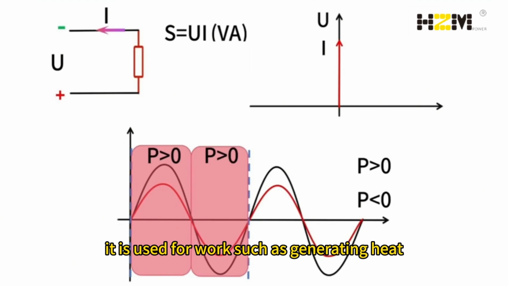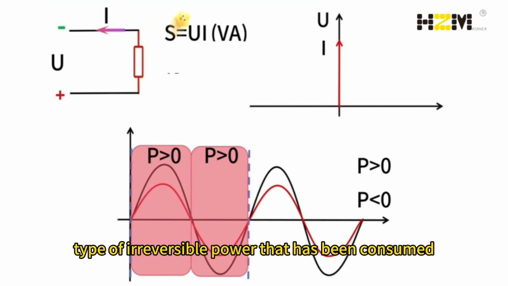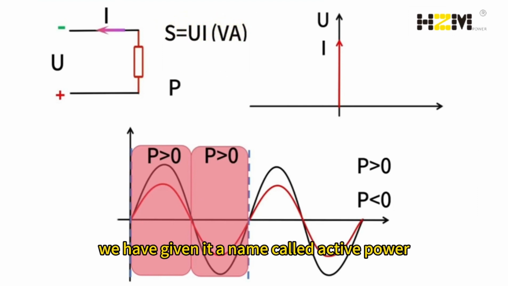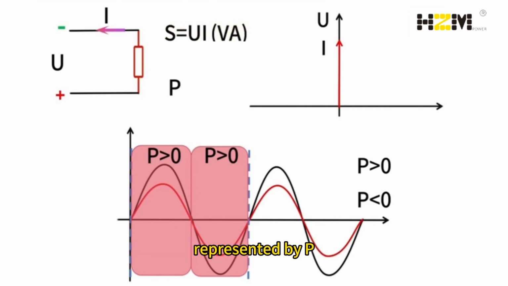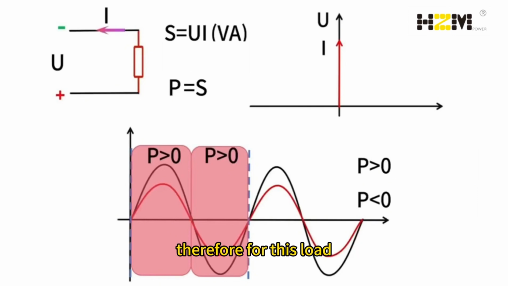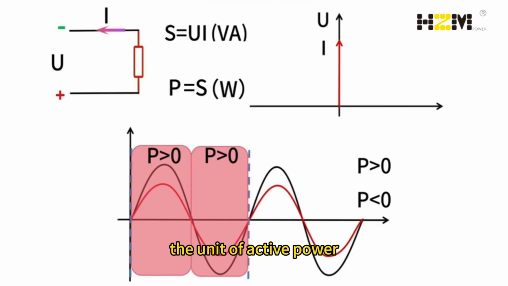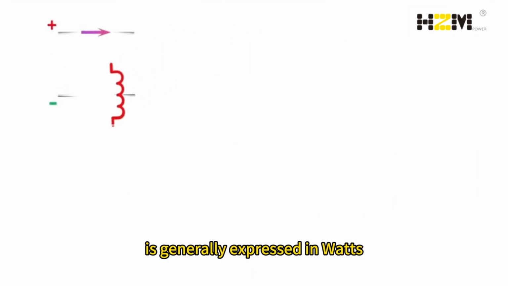It is used for work, such as generating heat. It is irreversible. For this type of irreversible power that has been consumed, we have given it a name called active power, represented by P. The energy absorbed is entirely used to do work. Therefore, for this load, P equals S, which means active power equals apparent power. The unit of active power is generally expressed in watts.